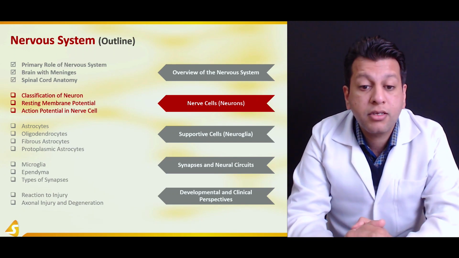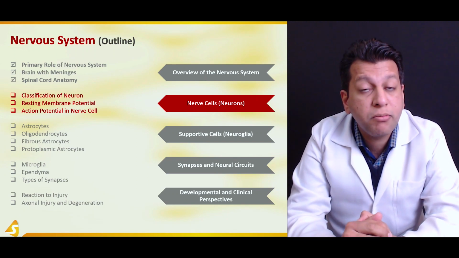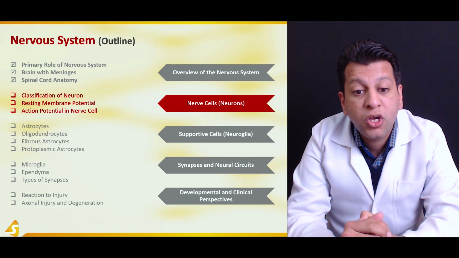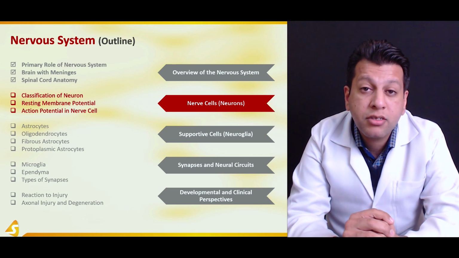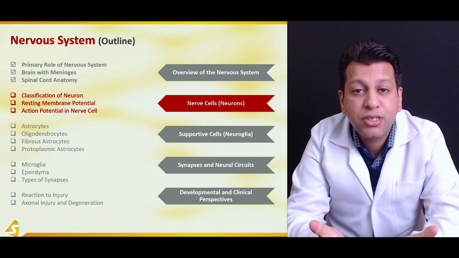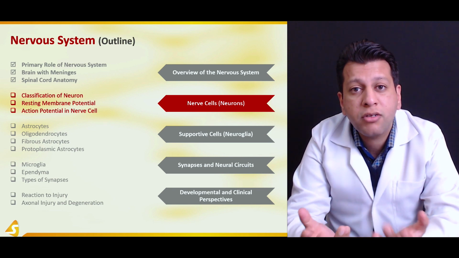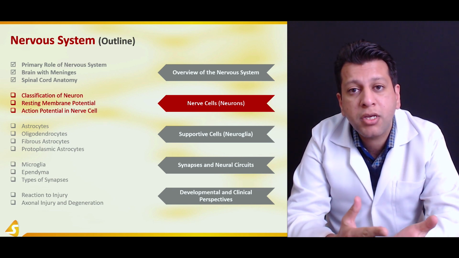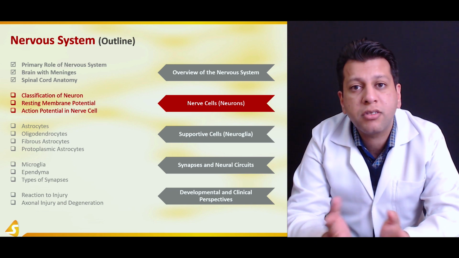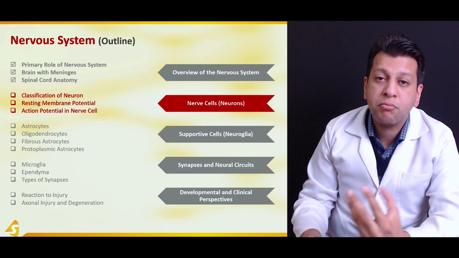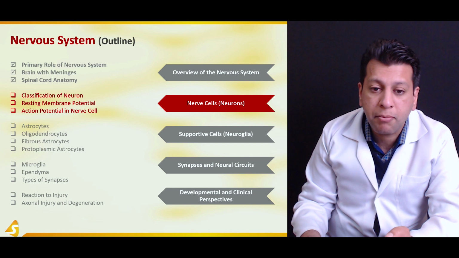We are on section 2 of this lecture, that is, we'll be discussing the neurons and the nerve cells in this section. So we will be discussing the classification of neurons, what is a neuron, what is a resting membrane potential in a neuron, what is an action potential in a neuron, and how this resting membrane potential actually becomes an action potential when the impulse arrives, and what are the molecular mechanisms by which this happens.